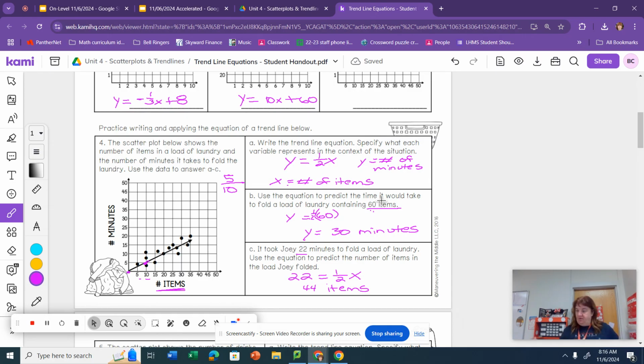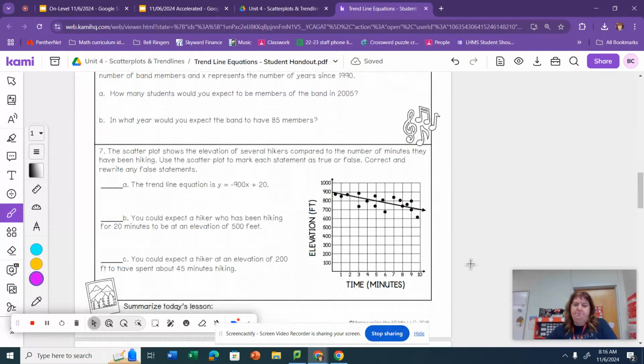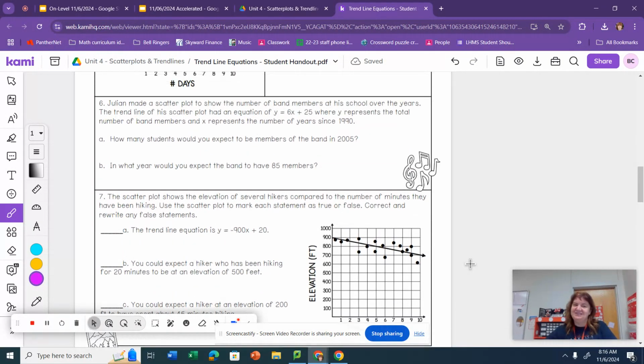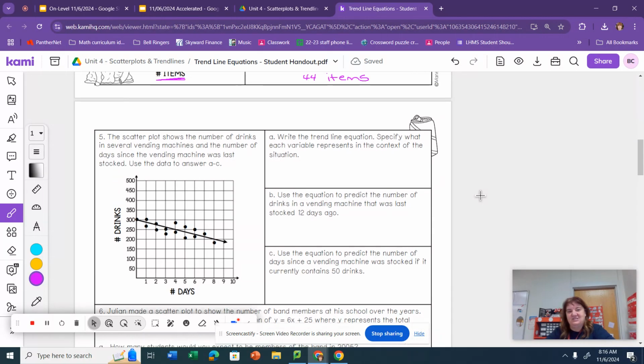44 items. Okay. So let's flip on over to the other page. I bet you could do these 2 pages on your own. Let's just let you do these on your own. I'll ask you some questions. Let's see if you can answer the trend line equation.